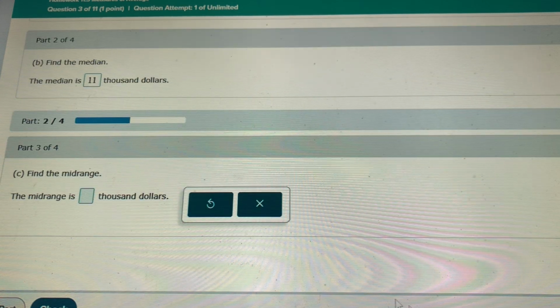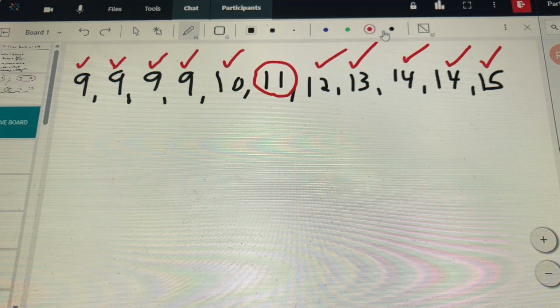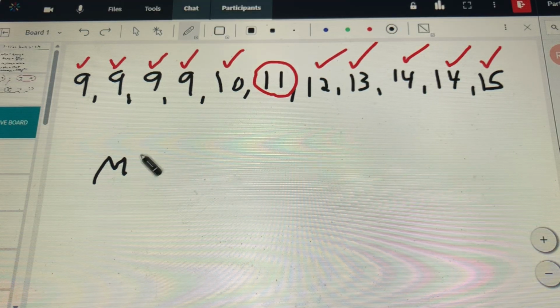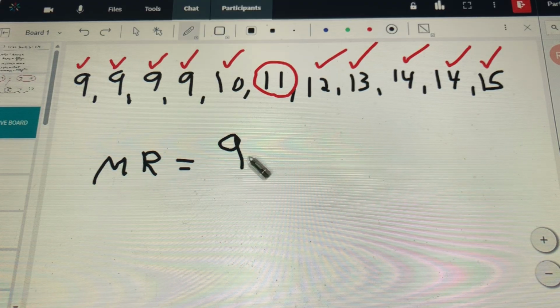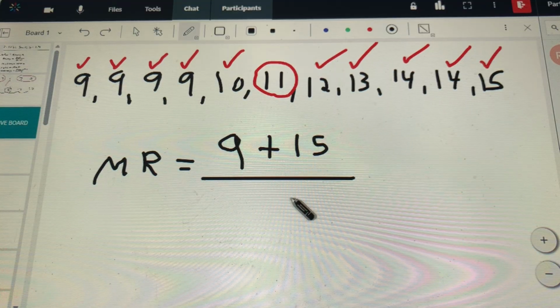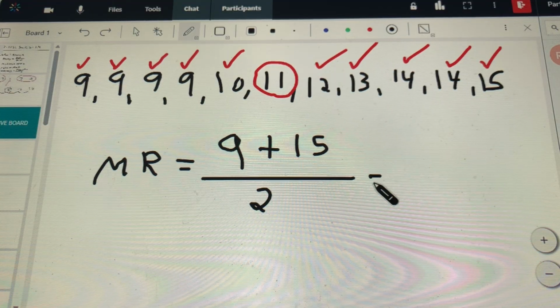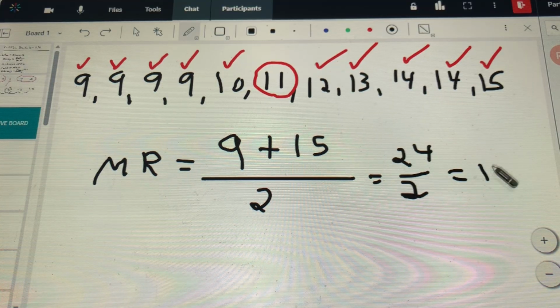Okay, they jump to mid-range next. Normally they ask for the mode next, but the mid-range is often abbreviated MR. It's the lowest plus the highest, or the other way around, the order doesn't matter. Lowest plus highest divided by 2. 24 divided by 2 is 12.